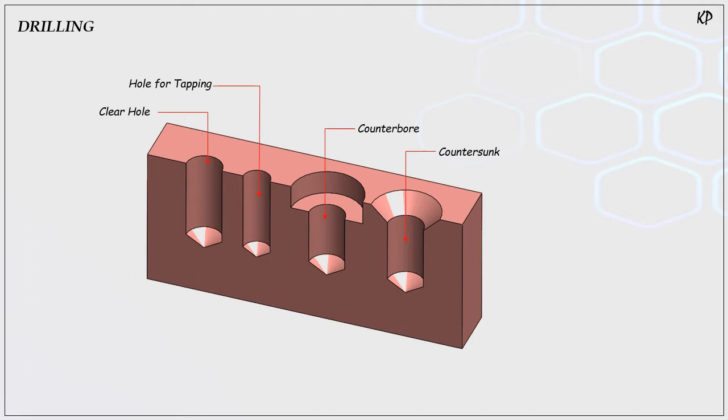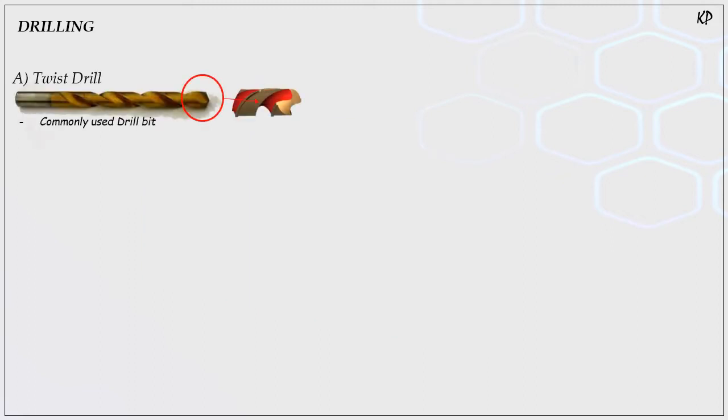Then counter bore will produce a step where your bolt can sit and it won't come out on the surface, so it will be flush with your surface. A countersunk also plays the same role, where your bolt will be flush with the surface, so you have a clean surface on the component. There are some types of drill bits we use in our drilling process, like a twist drill, which is very commonly used in all metal or any concrete drilling areas. So this kind of twist drill is used.